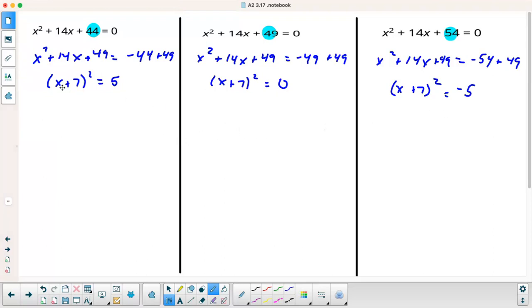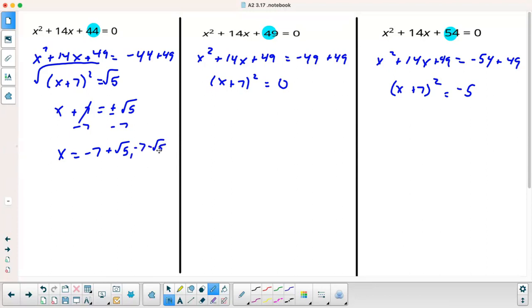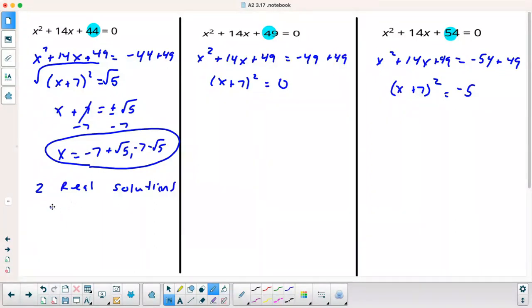So what you notice here is we're going to square root both sides for all of these, but here we get a positive number square rooted. So these are going to be real solutions here. I'm actually going to have two of them. I have negative 7 plus the square root of 5, and then I also have negative 7 minus the square root of 5. So I have two real solutions, okay? And when I say real, they're also actually irrational because you have that radical that you can't simplify.